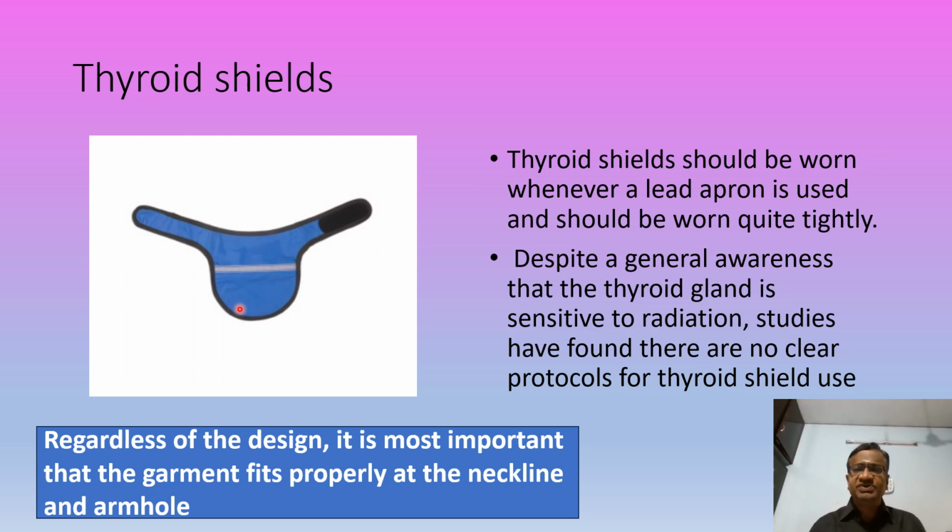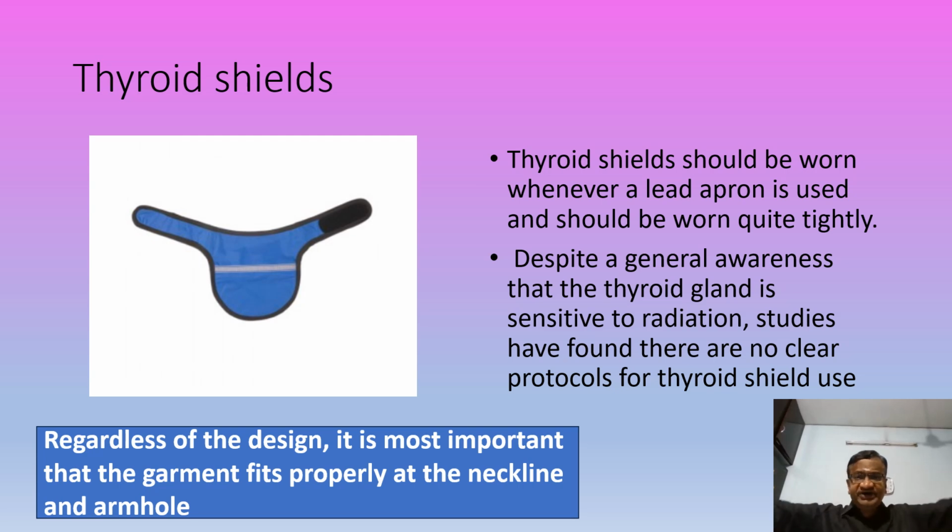The thyroid shield should be worn whenever you wear lead aprons. The thyroid gland is sensitive to radiations. There are fewer advantages with thyroid shields. There are studies which prove that the thyroid shield is not all that important. That is why some of these anesthetists refuse to take these thyroid shields.